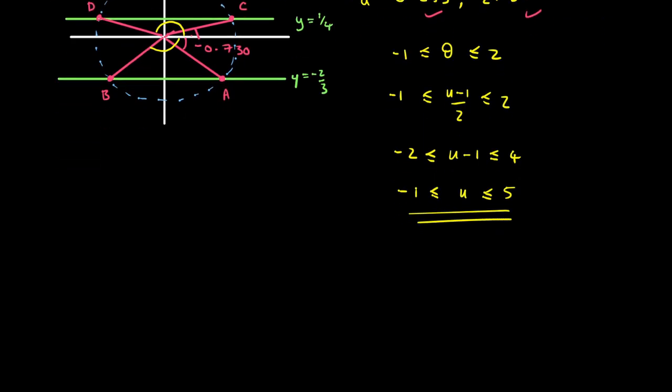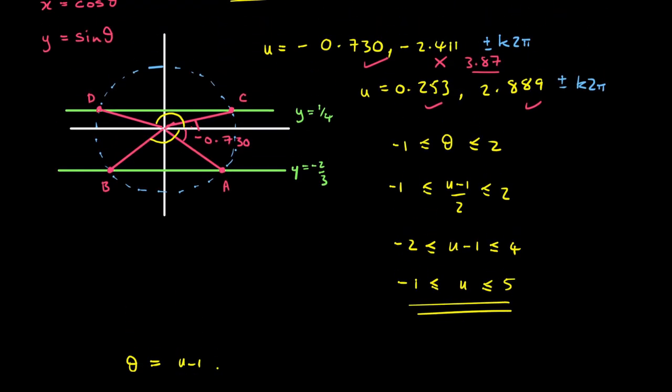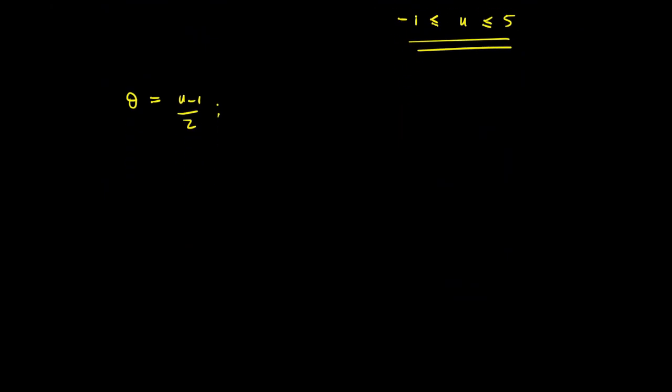And we said that theta is equal to u minus 1 upon 2. So therefore, we just take each of these values for u that we know are acceptable, those four, and we subtract 1 from them, and we divide by 2 to convert them to theta.